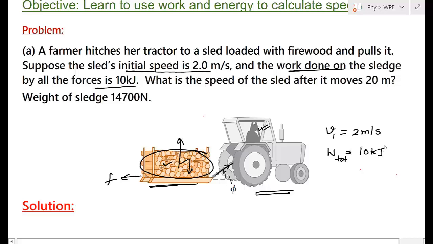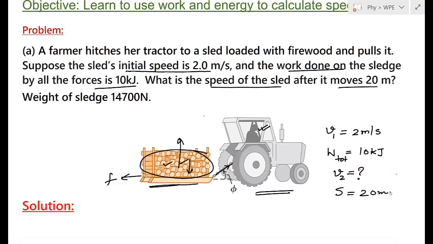Now we have to find what is the speed of the sledge after it moves 20 meter. So we have to find V2. That is, what is the final speed of this sledge when it moves a distance of 20 meter. So S is the distance traveled by this tractor or the sledge, because both will be traveling the same distance. So 20 meter is the distance traveled by the sledge.